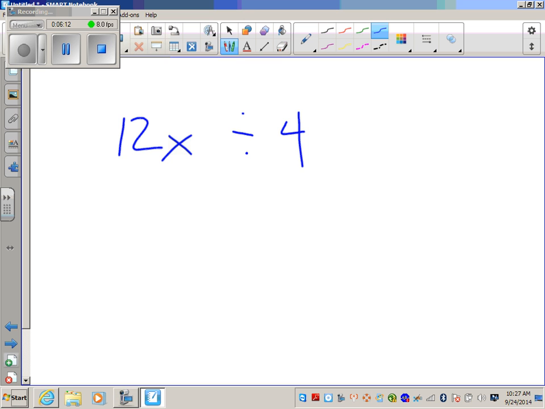Does that work? Yeah, it always works. If you have a choice between a couple of different operations, you always have to use that order. Okay.